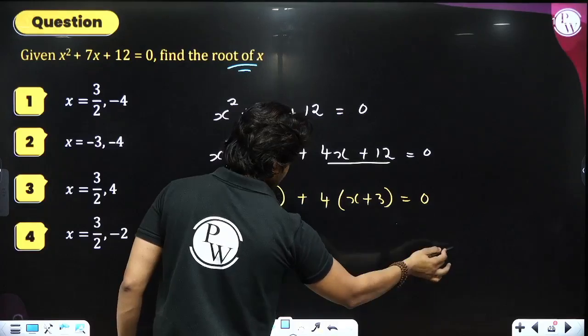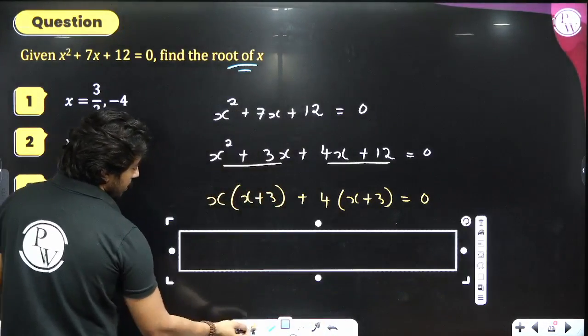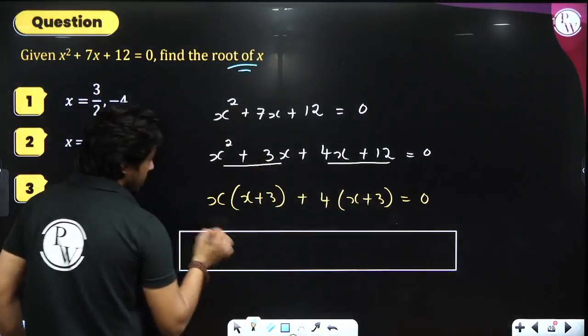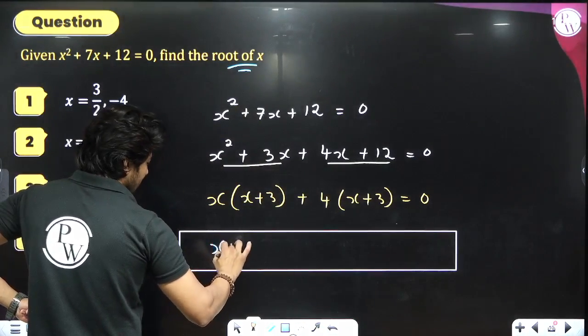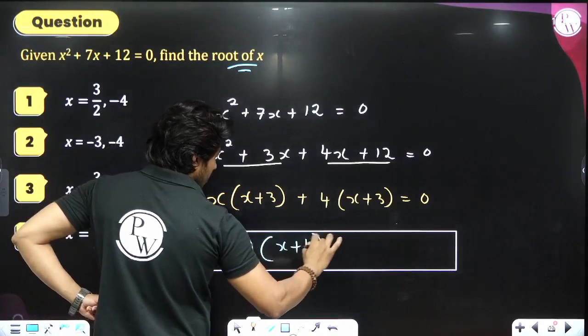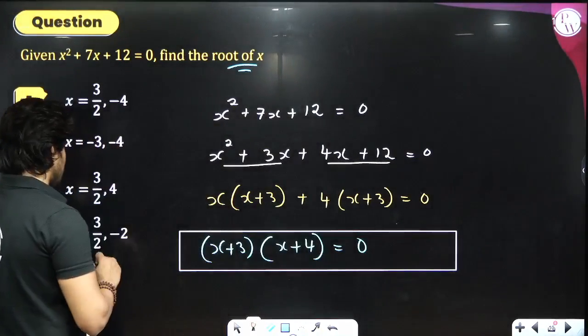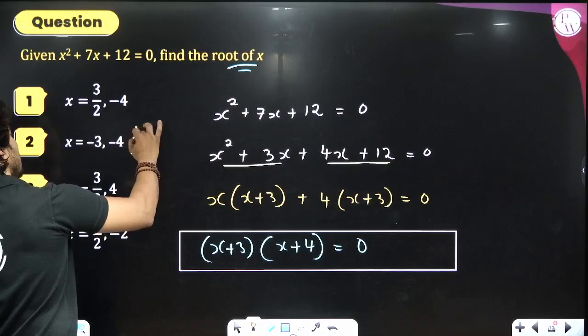Now what can we write? Take out x plus 3 as common. So you are left with x plus 3 into x plus 4 equals 0. So you are left with x equal to minus 3, x equal to minus 4. That means the answer is going to be B.